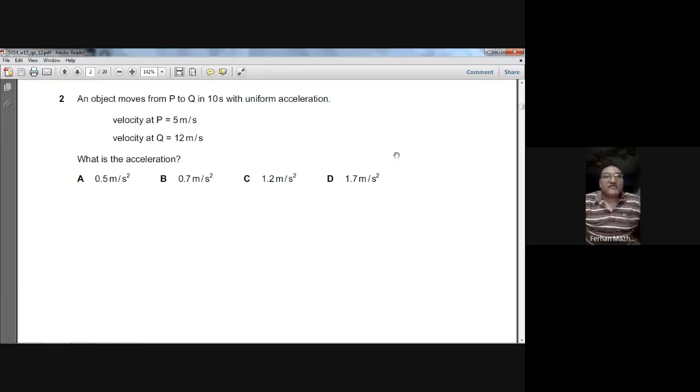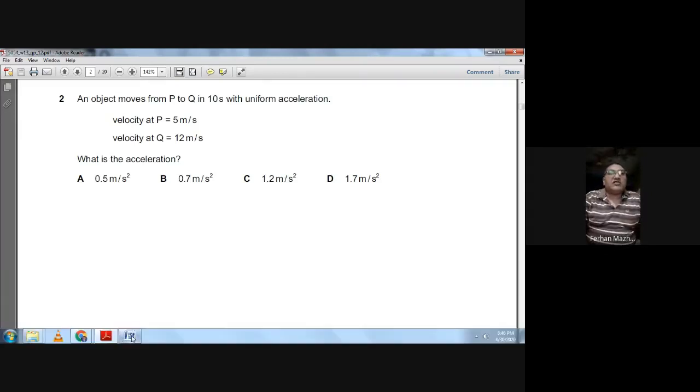So 12 minus 5 gives the change in velocity, that is 7 meters per second. The time is 10 seconds, so divide 7 meters per second by 10 seconds and you get 0.7. So the acceleration is 0.7 meters per second squared. So the choice is B. Question number 2, the choice is B.